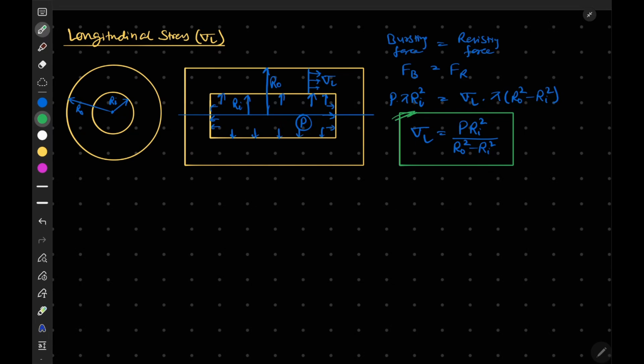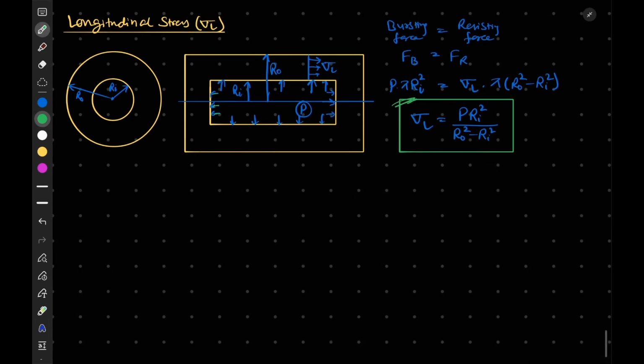Now, at both ends, if both ends are open, then sigma L will be 0. Why? In the case of a pipe, if you take a section, both ends of the pipe are open. So in that case there won't be a resisting force P acting on the walls here. So for those cases the longitudinal stress is equal to 0.